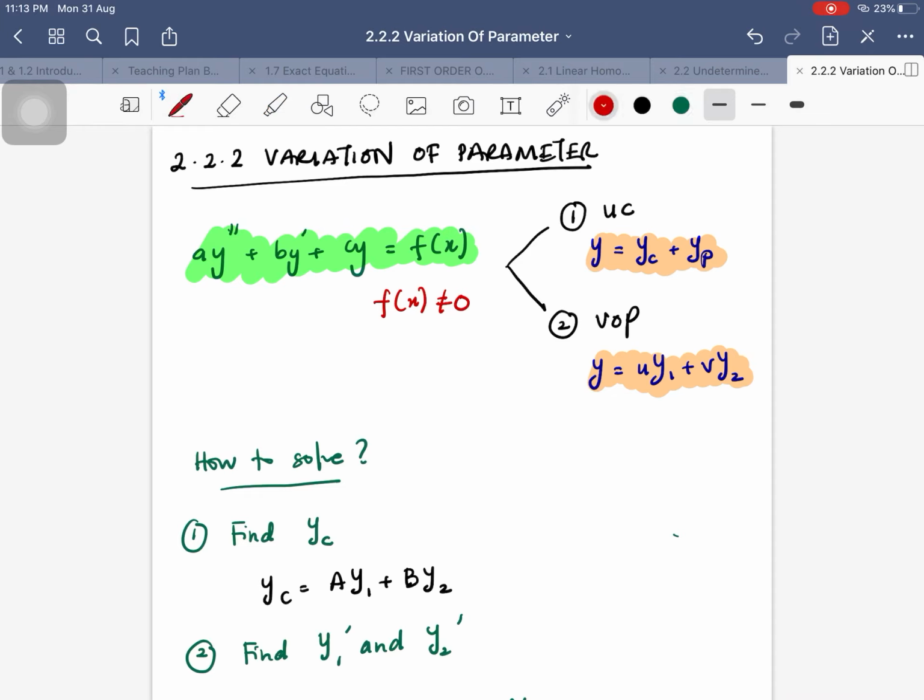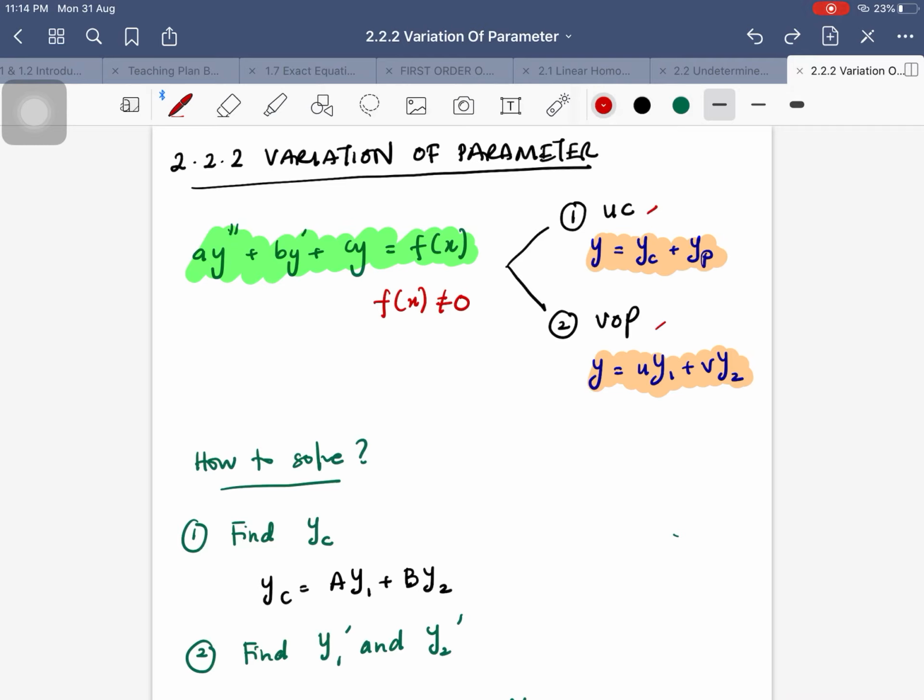As I mentioned to you before, what is the difference between the method of UC and VOP? The method UC is actually very limited. You can only use the UC method when your function on the right hand side, f of x, is exponential, polynomial, sine and cosine, or a linear combination or product of those cases. But if you come across something that is not listed as that, automatically you cannot use undetermined coefficient. VOP, on the other hand, is a very powerful method. It can solve any function of f of x, so that will be the difference.